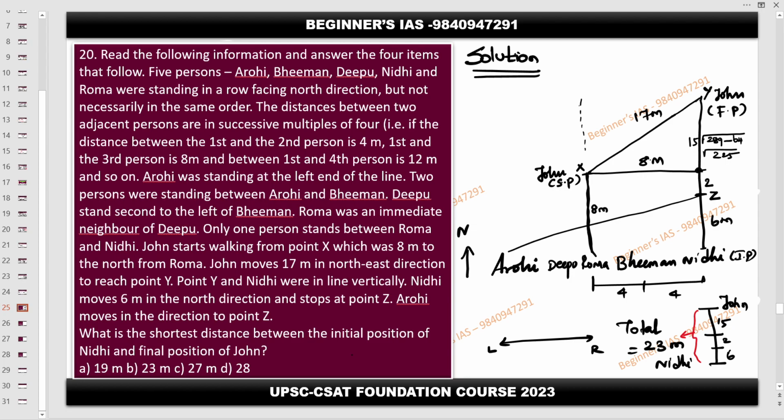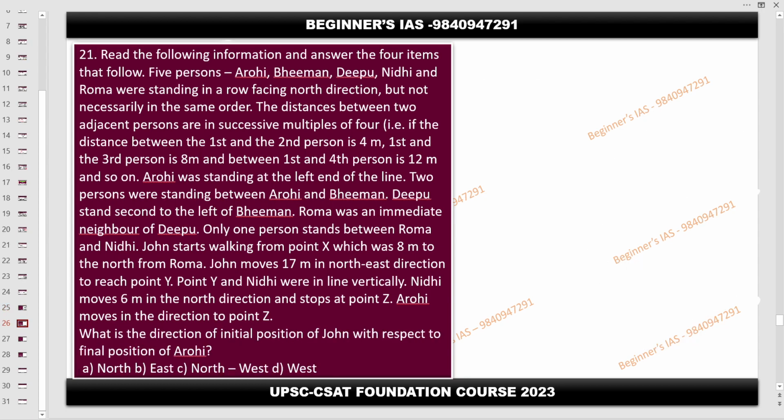Okay. If you people are done with the diagram, let us change the question now. So the diagram I'm writing here: refer to the diagram of the previous one. But now move on with the question. But remaining everything is the same. So what is the direction of the initial point of John with respect to the final point of Arogi?